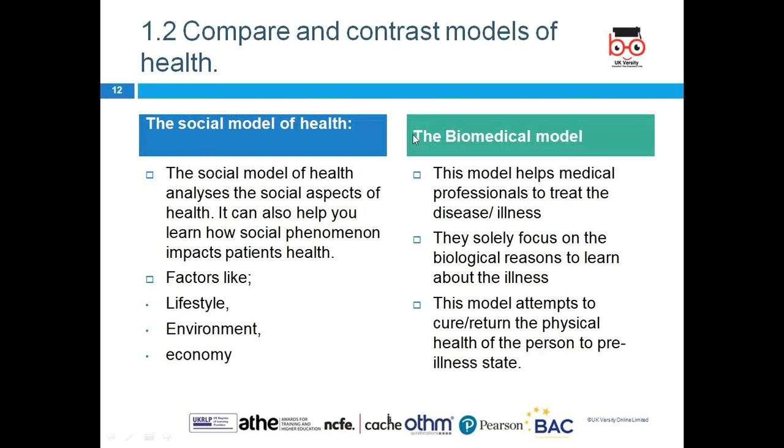Then we've got a bit of a contrast between the social model of health and the biomedical model of health. So the social model of health, it analyzes the social aspects of health. It helps you to learn about social phenomenon impacts on the patient. So it looks at factors like lifestyle, environment, and economy. And then the biomedical model, it helps the professionals to treat the disease. It focuses on biological reasons only, and it attempts to cure or return you to your pre-illness state.